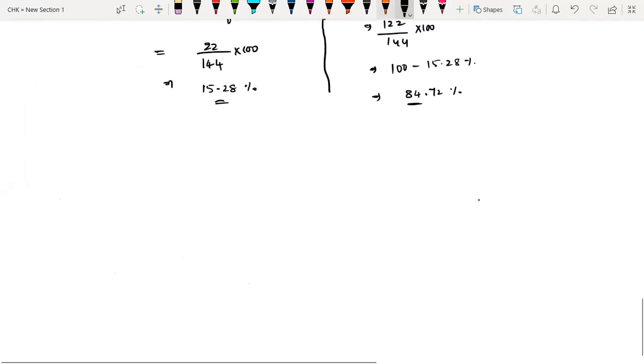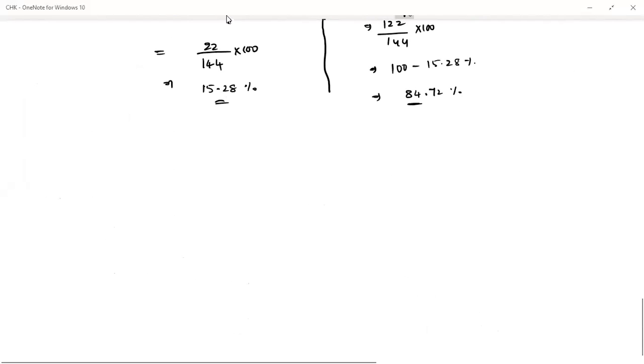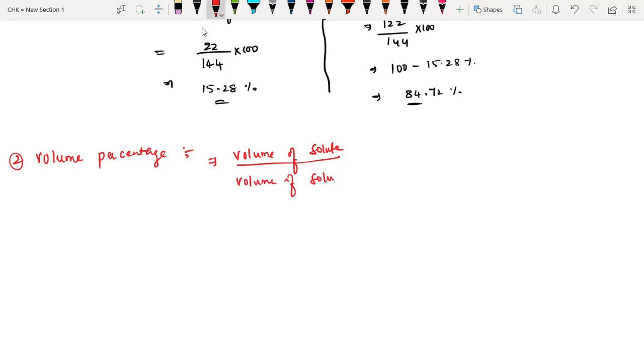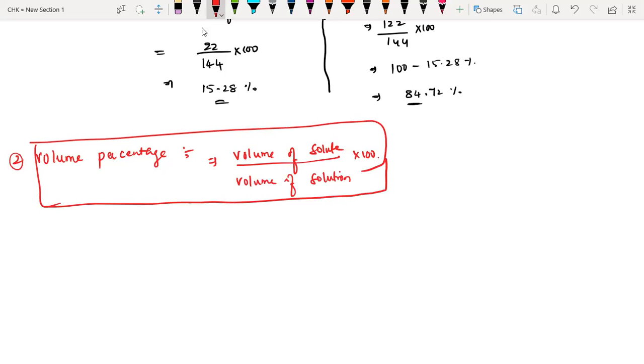The next one is the volume percentage. It is similar to the mass percentage only, right? The units only will be different. That's equal to volume of solute by volume of solution into 100. Same as what you have done in the mass percentage. The same thing we'll take here, but for volume percentage we will have the units in ml.